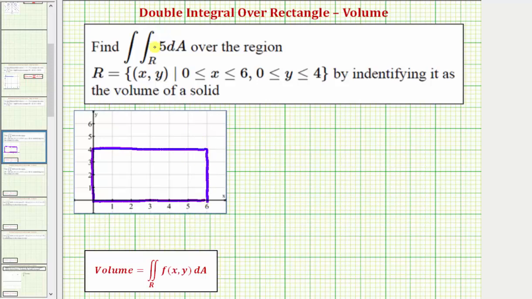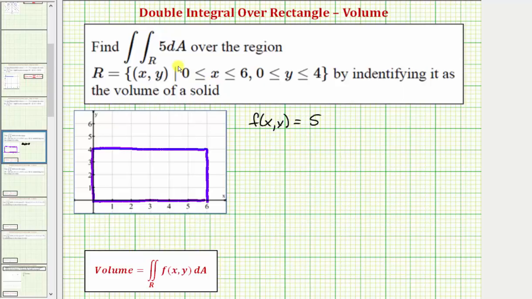Next, notice how the integrand function f of x comma y is equal to the constant 5, which means our function f of x comma y is going to be a plane that is parallel to the xy plane. And therefore, we should be able to determine the volume of this solid using a geometric formula and not have to evaluate the double integral, though we will take a look at both methods.